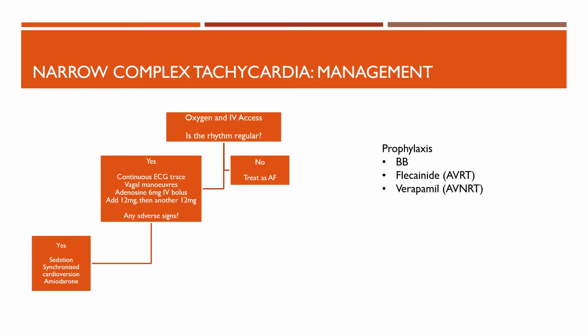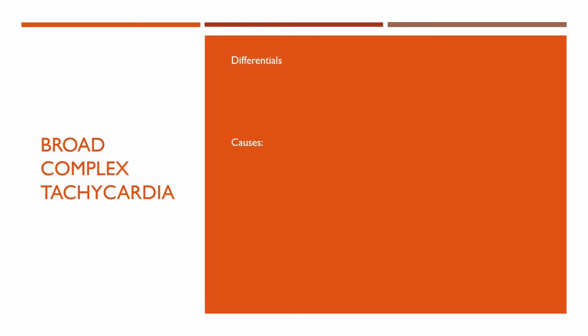If the rhythm is regular and there are some adverse signs, then we need to correct this as soon as possible. So we need to sedate the patient and provide synchronized cardioversion or amiodarone to try and get this rhythm back to normal quickly. If not, then we can give digoxin, amiodarone, verapamil or atenolol to try and correct the abnormal rhythm, or rate rather.